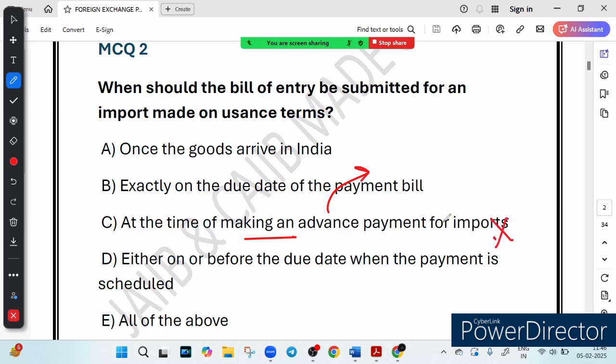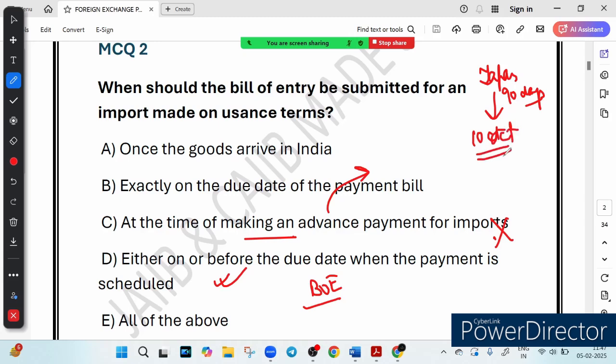Because usance term allows payment later, not in advance. Option D said either on or before the due date when the payment is scheduled. Yes, this is the correct answer. Trade regulation requires bill of entry to be submitted before or on the due date to ensure a smooth financial transaction and compliance. For example, an Indian company imports electronics from Japan with a 90-day usance period, and the payment is due on 10 October.